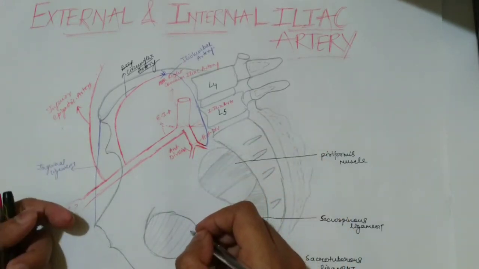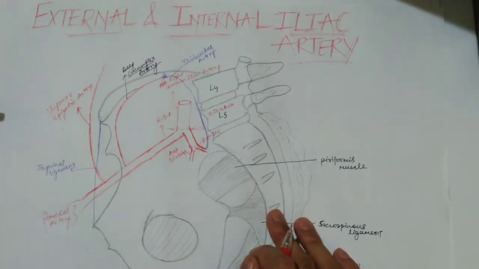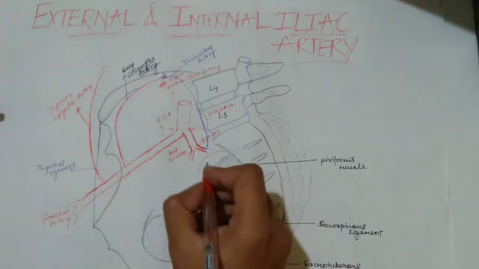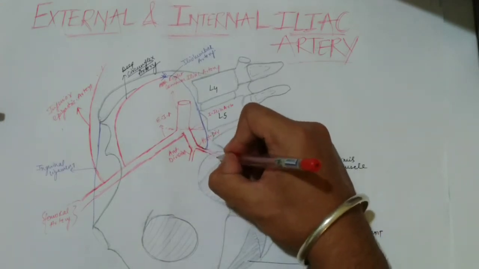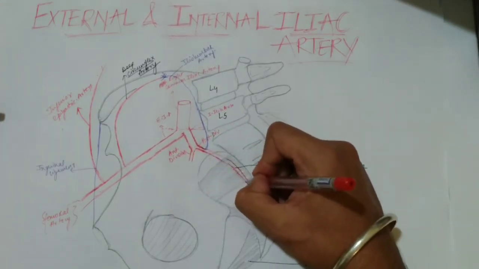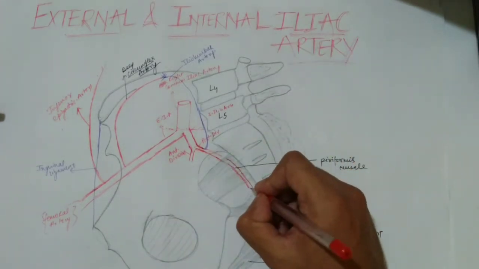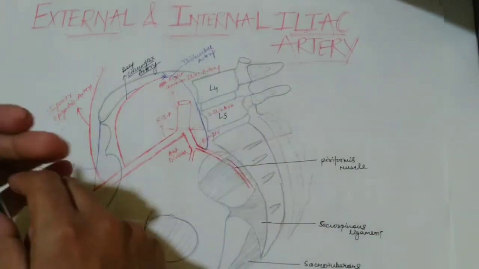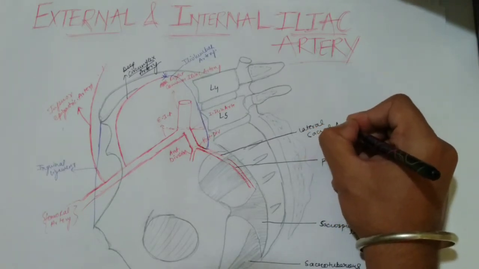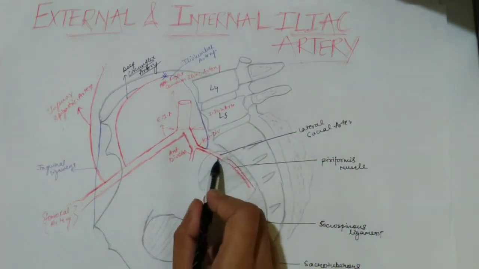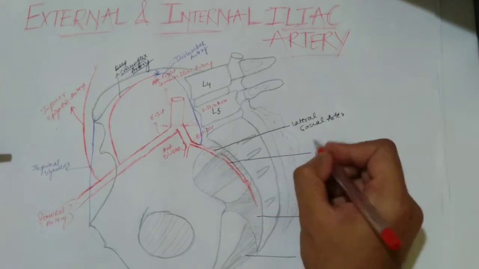The next branch is your lateral sacral artery. It goes parallel to your sacrum, and it supplies the roots of your sacral plexus also, because this is your sacrum and there are nerve roots for your sacral plexus. So for them there is a blood supply from your lateral sacral artery. It supplies your piriformis muscle also, because it goes just above your piriformis muscle. Till here it goes like this. So this is your lateral sacral artery, lateral to your sacrum.